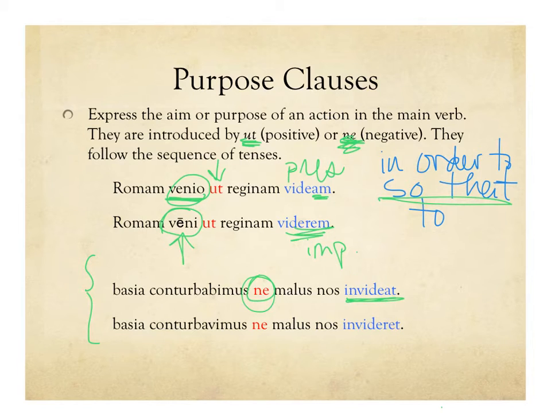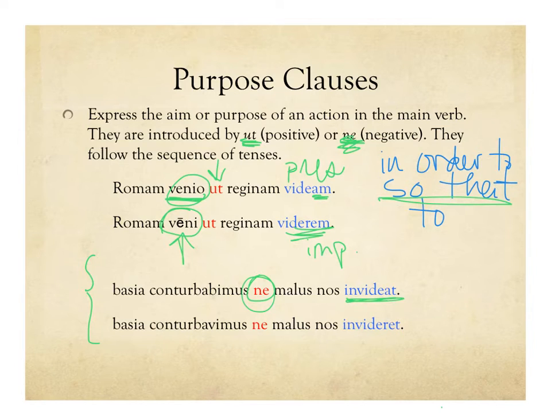Okay. When you have a different person and number, it's a little harder, but you could say we will mix up our kisses in order that a bad man not envy us. We will mix up our kisses so that a bad man may not envy us, right? All of those are possible translations.